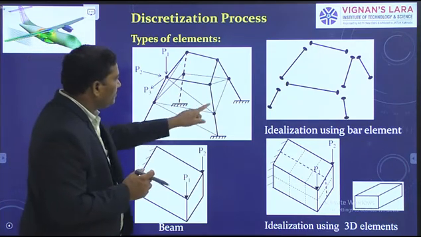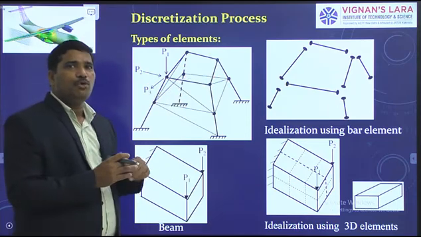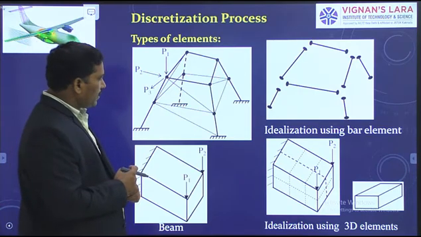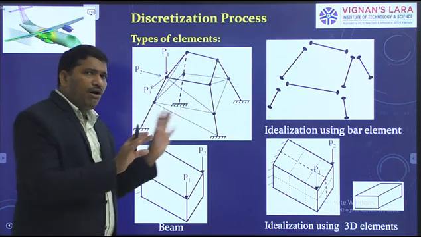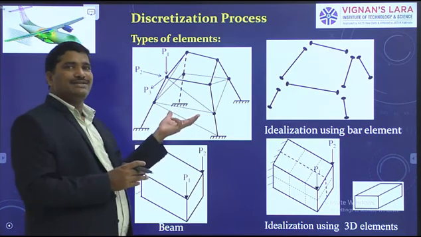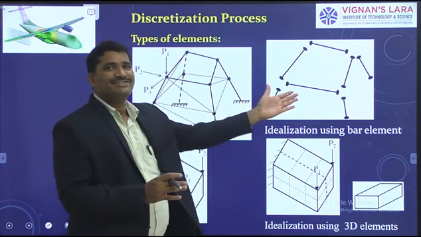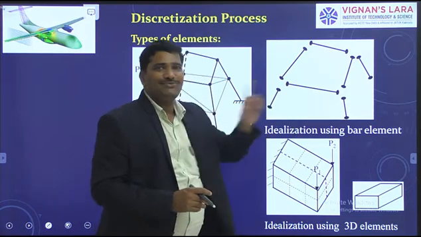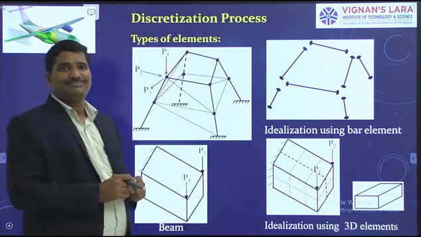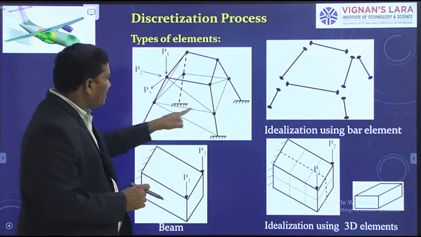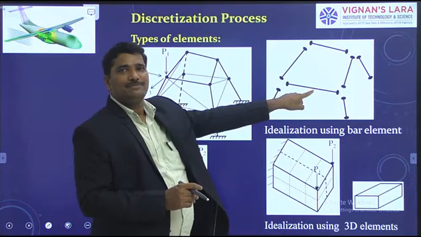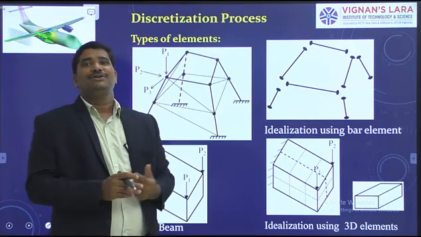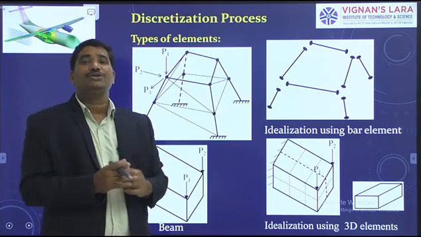Which has several joints, maybe bolted joints or riveted joints. So here, if you disassemble all the parts of this assembly, it may appear like this. From here to here, you can consider as one element, one finite element. From here to here, another finite element. From here to here, one more element. This is how we have to discretize this structure into subdomains.